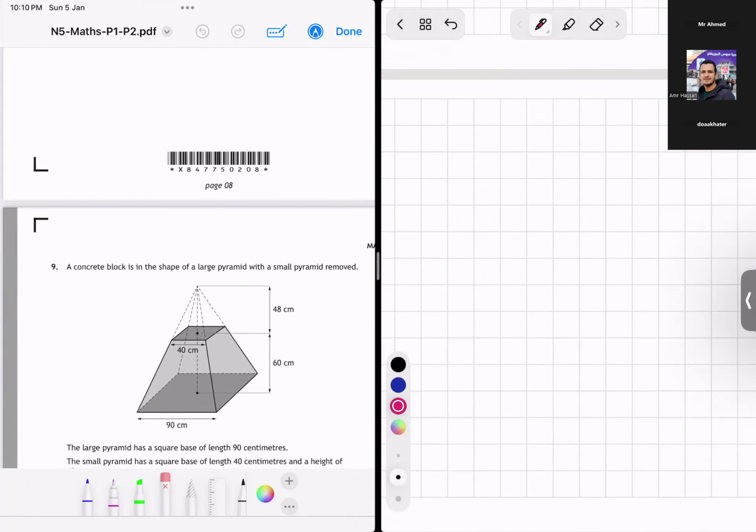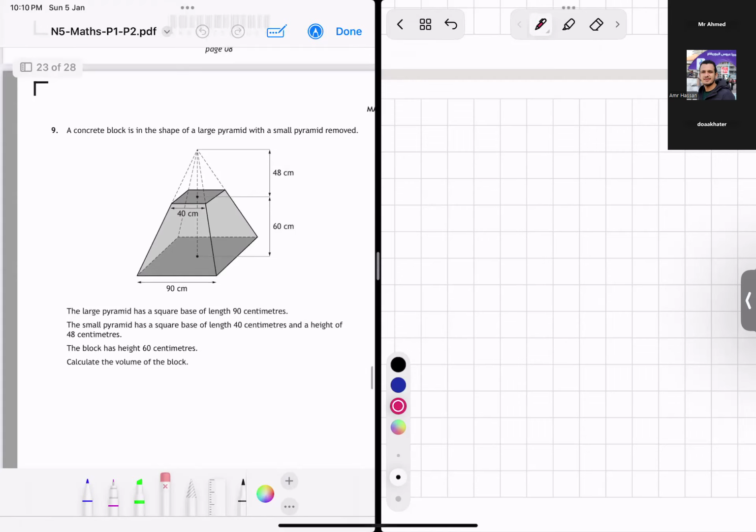Okay. What about this one? We have a large pyramid and a small pyramid. The base is 90 centimeters. The small pyramid has a square base of 40. The height is 48. Height of 40. Calculate the volume.